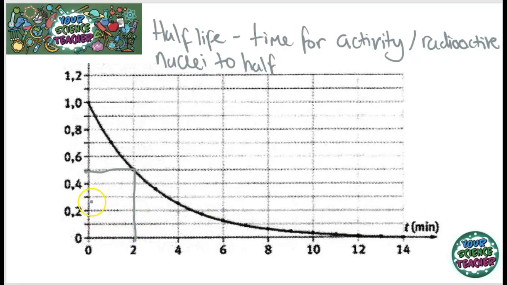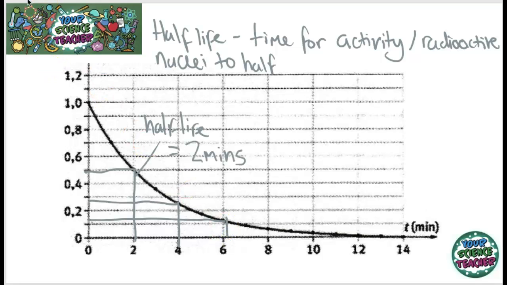And you'll notice that the half-life never changes. So if you go to 0.25, that's at 4. And you can even half it again and go to 0.125. And you'll notice that that is at 6. So the half-life never changes of this material. And that's why you get this exponential curve.